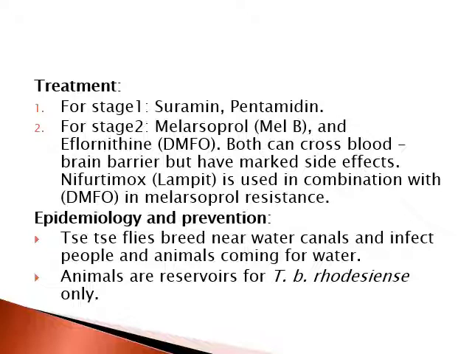Also, since animals are the reservoirs for Trypanosoma brucei rhodesiense, the natives and the people in the campaigns there in Africa surround their houses with animal sheds or animal rooms, so the tsetse fly bites the animals first and doesn't come near the houses.